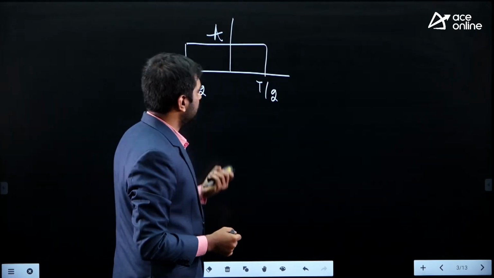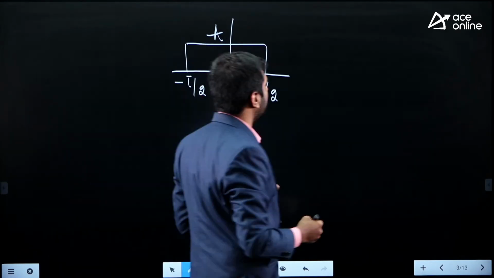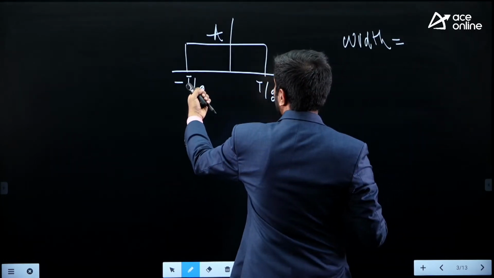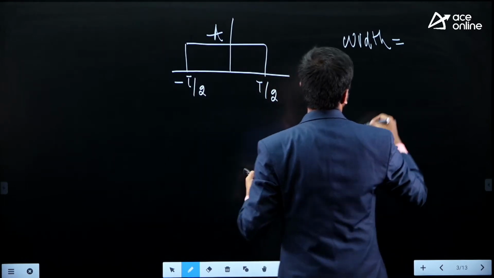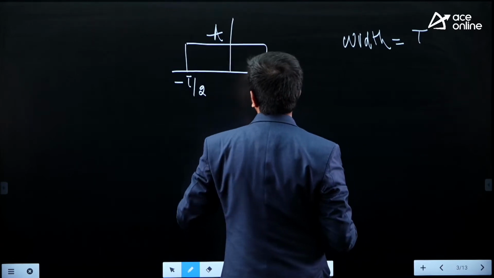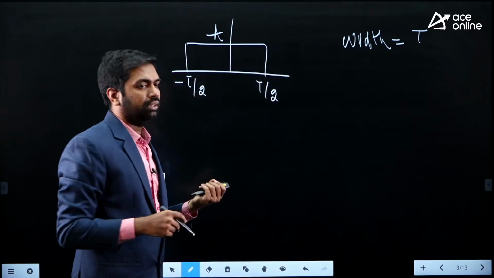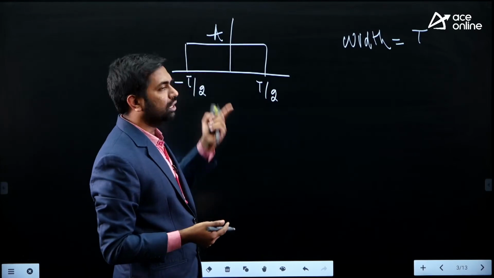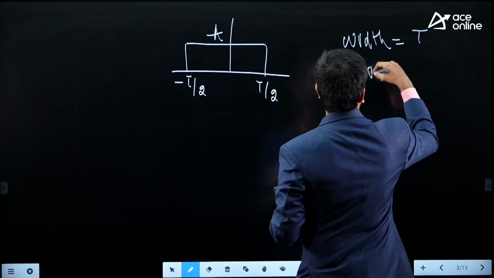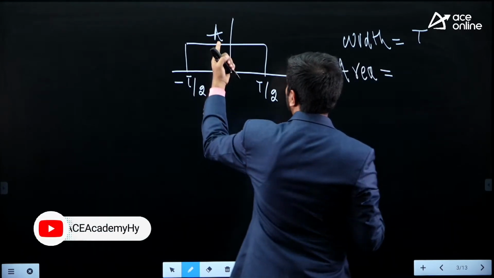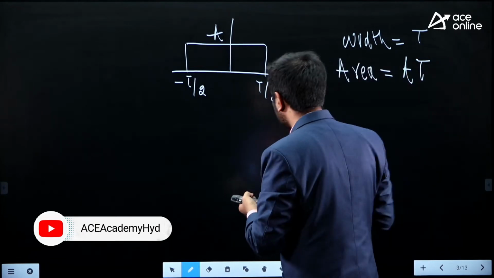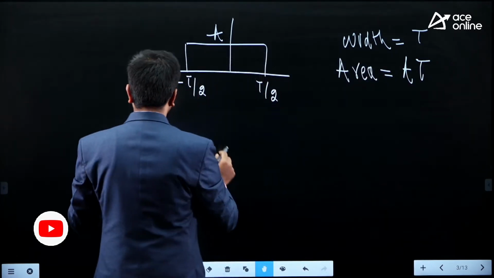Now what's the width of this rectangular pulse? You can see it's from -T/2 to T/2, so obviously the width is capital T. What's the height? It's A. Now what is the area? Area is simply the width into the height, so the area is A times T, which is AT. This information will be useful to us.